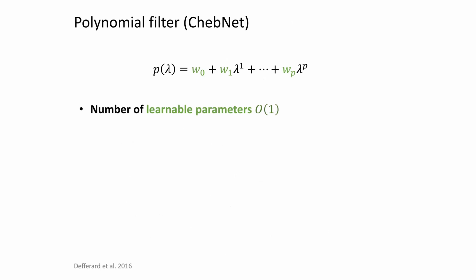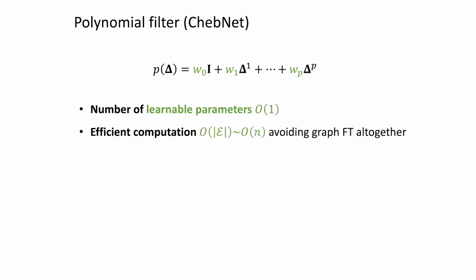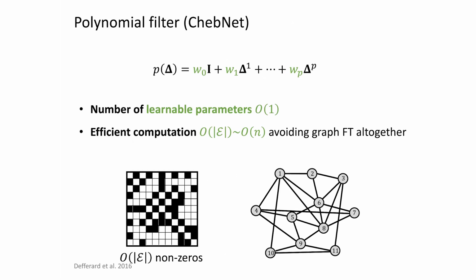So the simplest choice of this function is a polynomial, basically a polynomial of degree p, which has p plus 1 learnable coefficients, independent of the input size. It has efficient computation. Basically, with the way that we do it, we apply it to the Laplacian matrix, essentially taking powers of the Laplacian. Because the Laplacian is sparse, or the adjacency matrix is sparse, it has order of number of edges non-zero elements. So multiplication by the Laplacian roughly has linear complexity.